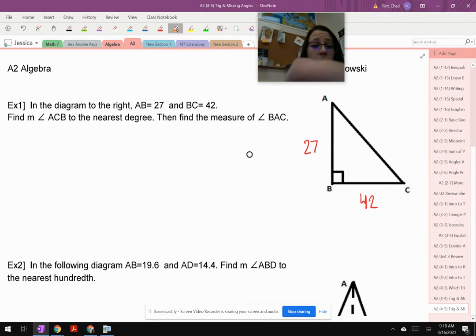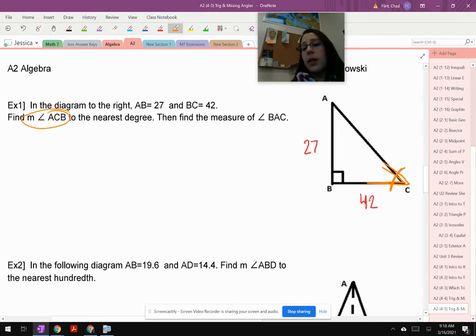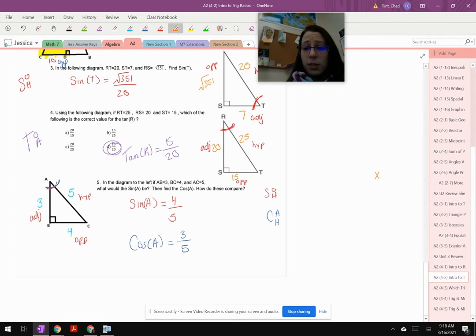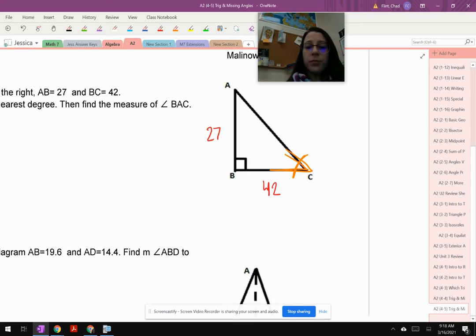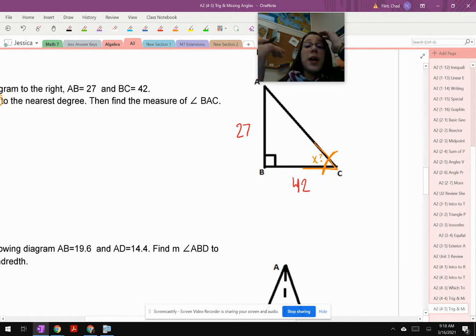Find the measure of ACB. ACB is this angle here. So this is the angle that we're looking for. And we're going to label that with an X, question mark. So since I don't have that angle, which makes sense because this is trig using or finding missing angles, we're going to label that opposite and adjacent based on the angle that we're missing.